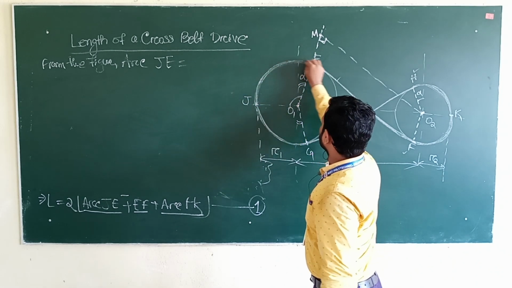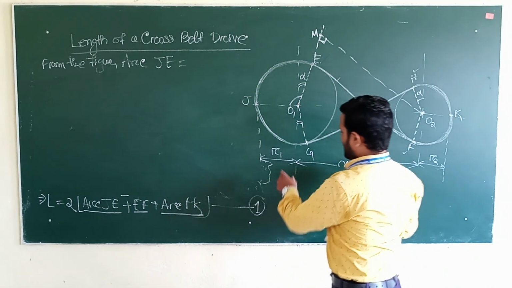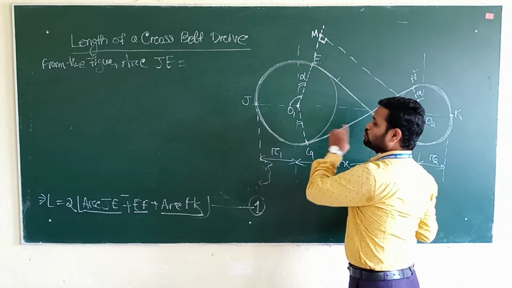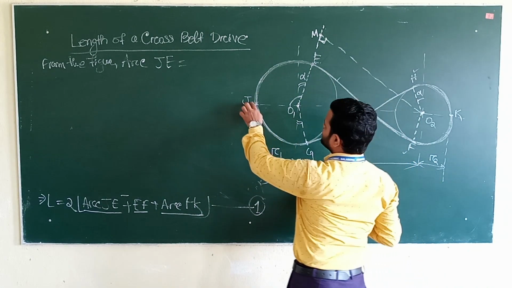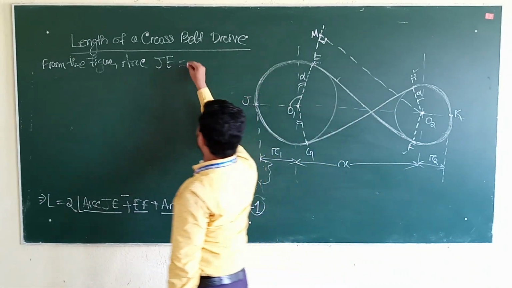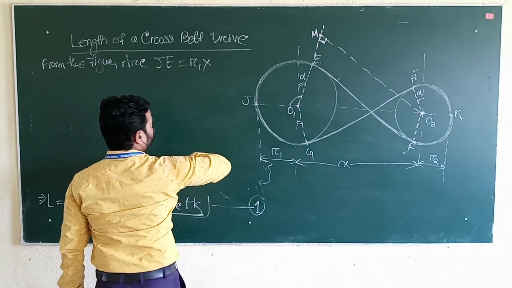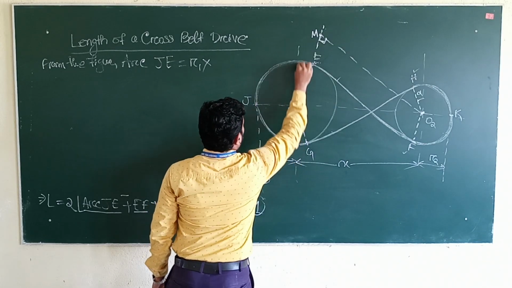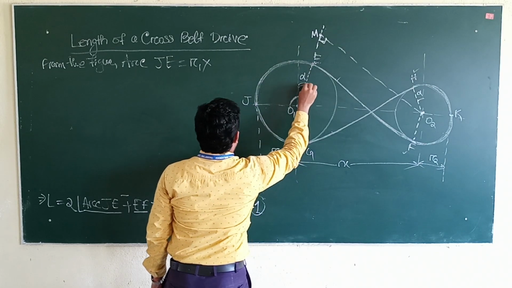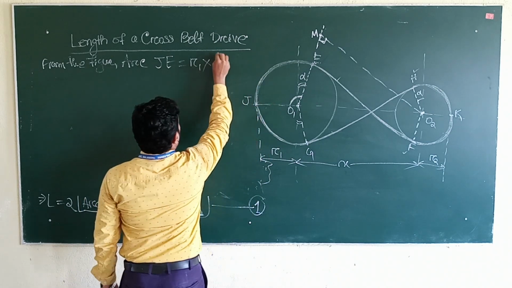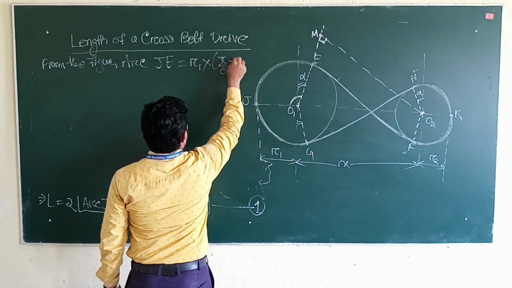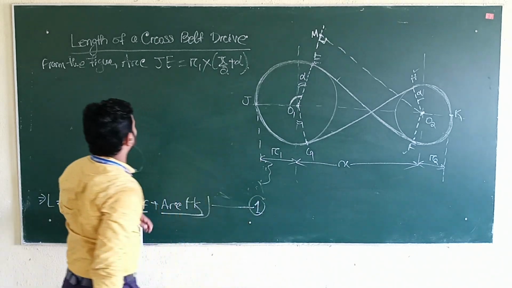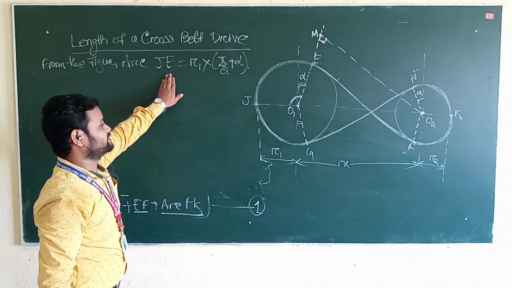So what is the radius of this circle? R1. So radius multiplied by angle, then we will get the arc JE length. So the radius is R1 multiplied by the angle. What is this angle? We will see, this is your 90 degrees and this is your alpha. So 90 plus alpha. 90 means pi by 2, plus alpha. So understood? What is the length of arc JE?